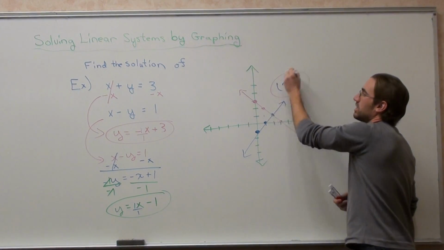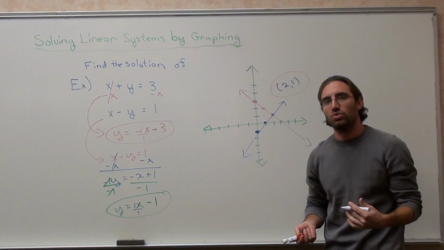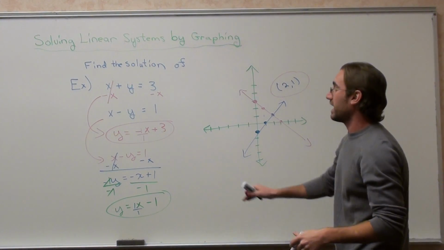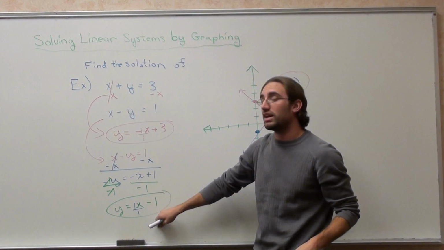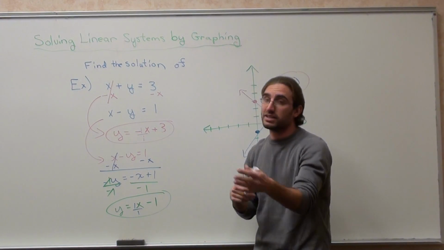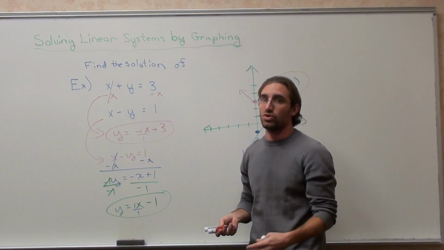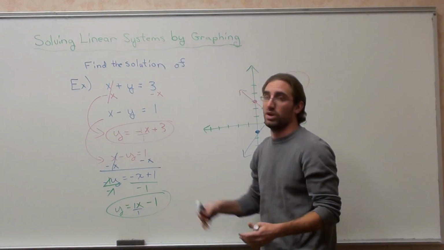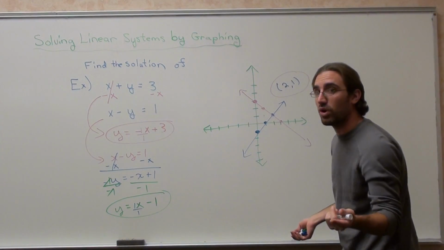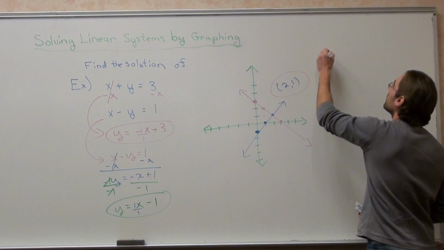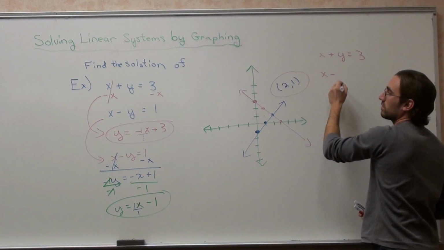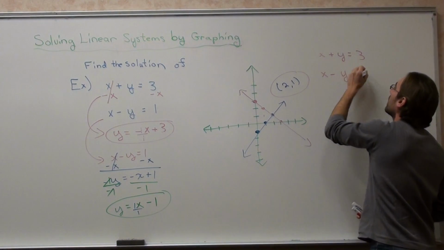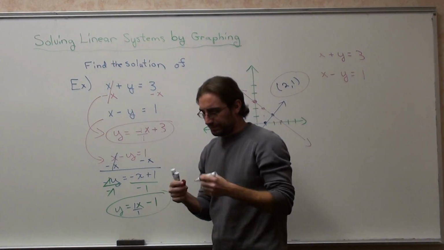Now students might ask, well, how do I know the solution's at 2, 1? What you do is you substitute it back into both equations. Now you can do it from the originals or from the modified ones that you solve for y. It doesn't matter which one, to see if they ring true. Now we're going to do it from the original ones. x plus y equals 3 and x minus y equals 1. I might have said 3, I meant 1 there.